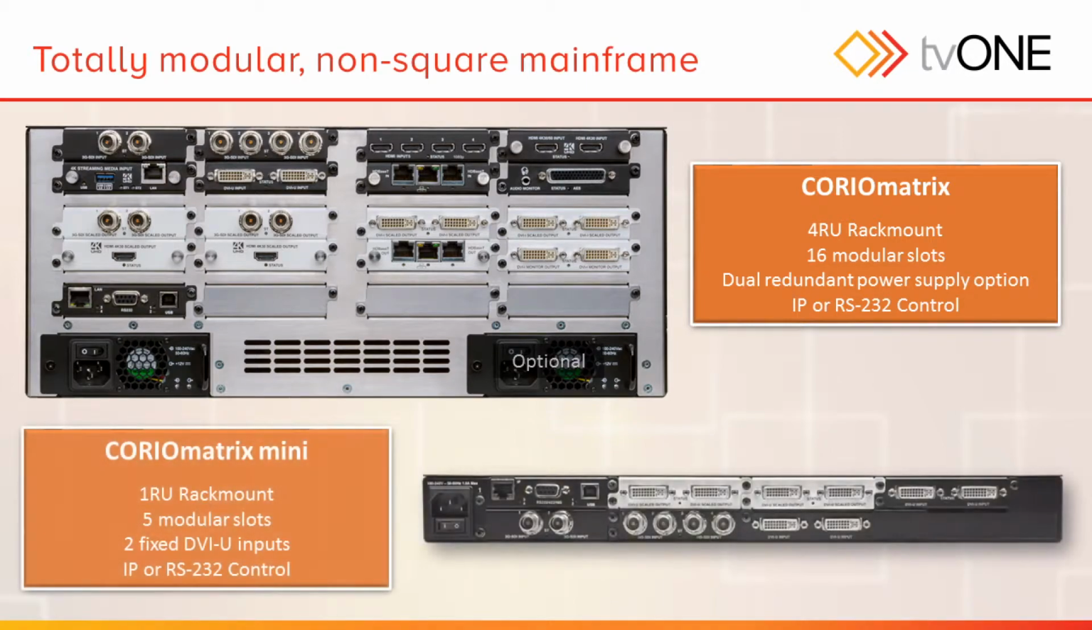Then we have its smaller brother, which is the CORIOmatrix Mini. That's 1RU. It's got 5 modular slots, and then we have 2 fixed DVI-U, that's DVI universal slots, and of course we also have IP and RS-232 control.